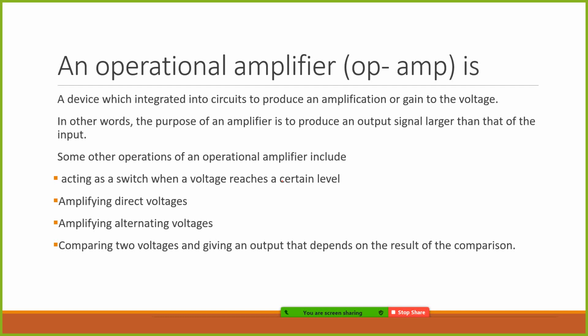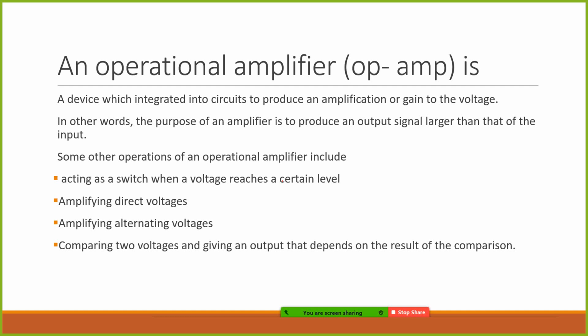Here are some pointers, or some of the operations that the operational amplifier does. One, it acts as a switch when voltage reaches a certain level. Two, it amplifies direct voltages. Three, it amplifies alternating voltages. And importantly, it compares two voltages and gives an output that depends on the result of the comparison, right? That's the beautiful thing about operational amplifiers.